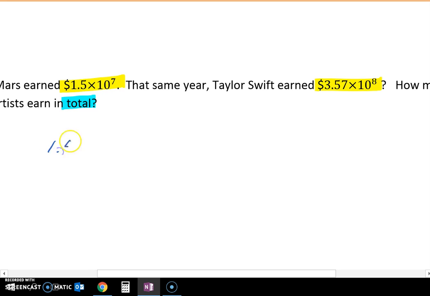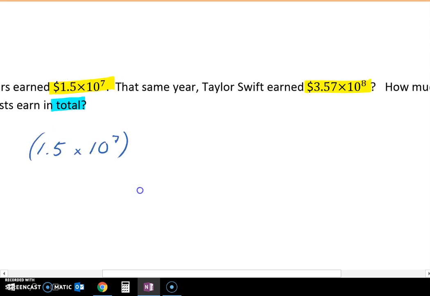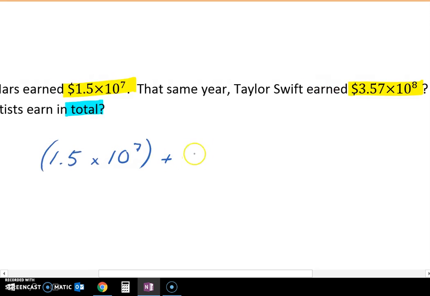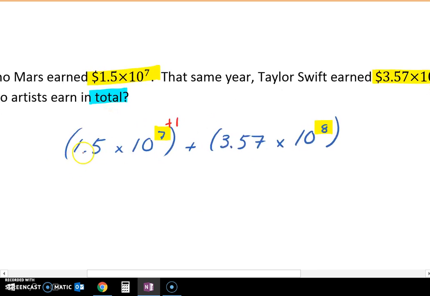So I have 1.5 times 10 to the 7th power. I want to add to that 3.57 times 10 to the 8th power. Now remember our rules for adding with scientific notation. We need to ask ourselves if the exponents are the same. And because they're not, I want to make the smaller one turn into the larger one. So I'm going to turn the 7 into an 8 by adding 1. And when I do that, I'm going to increase by one place value here.